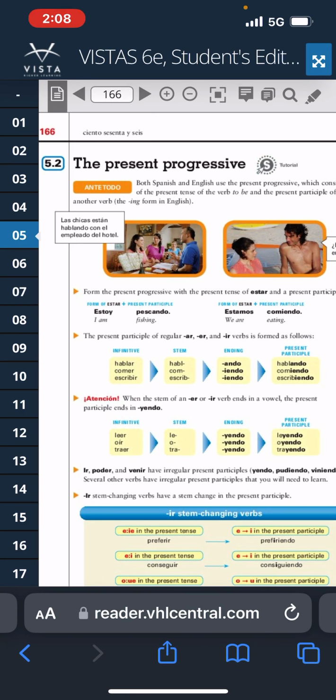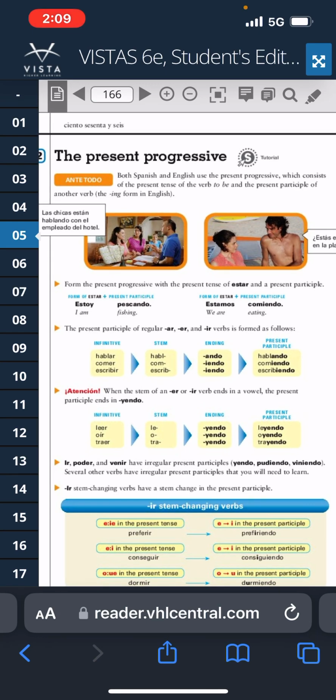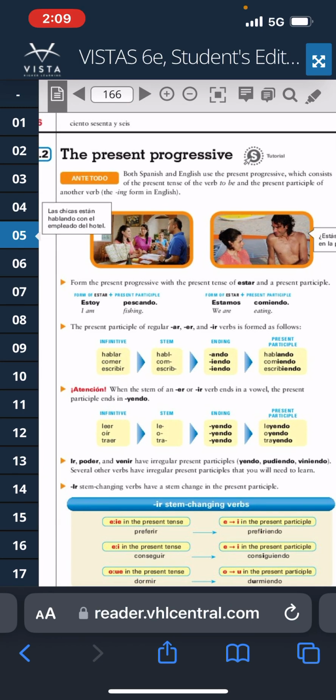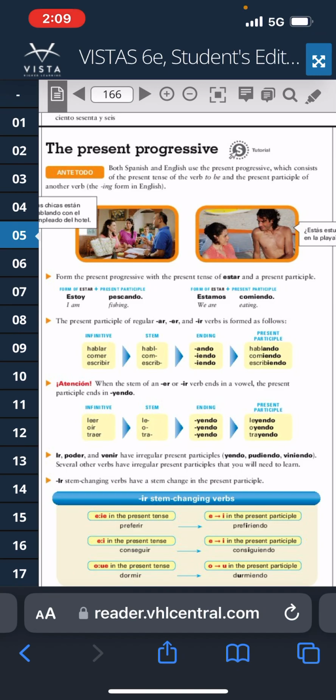Lesson 5.2. The present progressive. Both Spanish and English use the present progressive, which consists of the present tense of the verb to be and the present participle of another verb, the ing form in English. Form the present progressive with the present tense of estar plus the present participle.